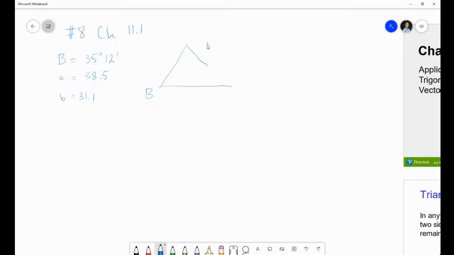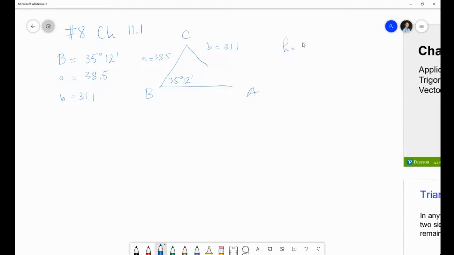Okay, so again, we always want to draw our angle down to the bottom left. So that's B. Side B would be here. Since we're given A, side A would go here. Okay, so let's label everything. All right, so that means that A is here and C would be here. So let's first check the height.